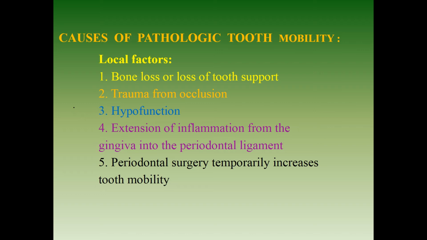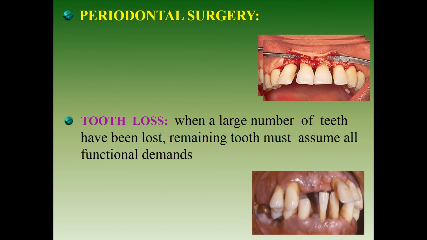Third, hypofunction. And fourth is the extension of inflammation from the gingiva to the periodontal ligament. And fifth, periodontal surgery. This condition occurs temporarily, so it is transient mobility. Following the periodontal surgery, there will be an increase in the tooth mobility, and later on it will subside.